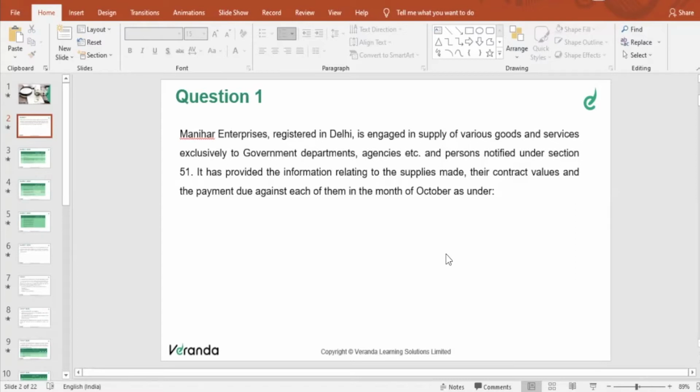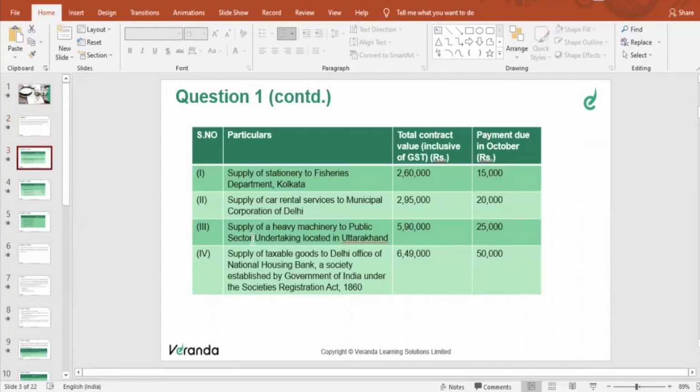Until now, we have understood that Manyar Enterprises, based in Delhi, is supplying goods and services to governmental departments. It has provided the information relating to the supplies made, their contract values, and the payment due against each of them in the month of October as under. The first one being supply of stationery to Fisheries.